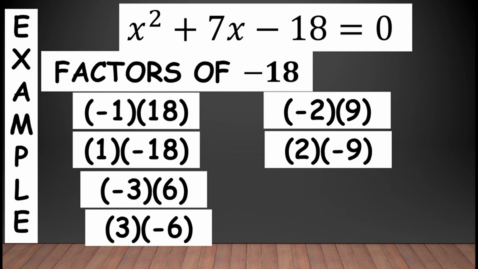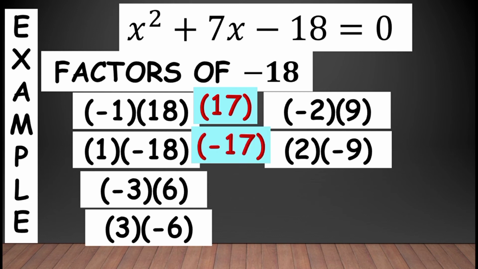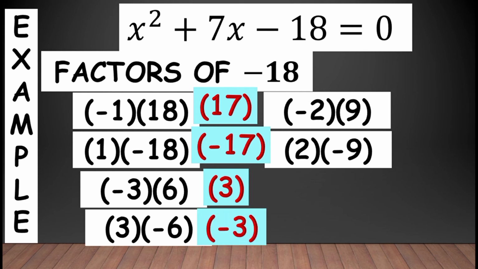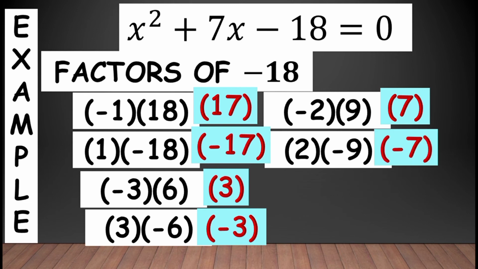Let's get first the sum of negative 1 and 18. If we are trying to add this, the sum is 17. If we will get the sum of 1 and negative 18, it will lead us to negative 17. Adding negative 3 and 6, their answer is positive 3. While 3 and negative 6, the sum is negative 3. Negative 2 plus 9, it is 7. And 2 plus negative 9, it is negative 7.